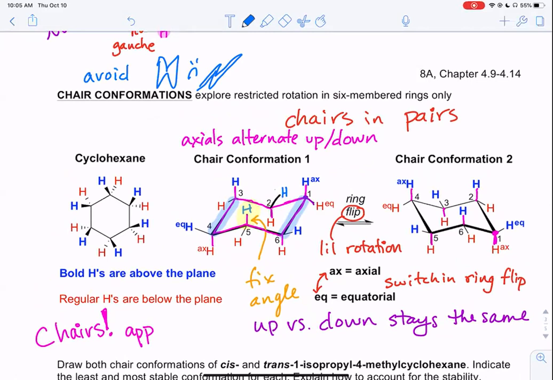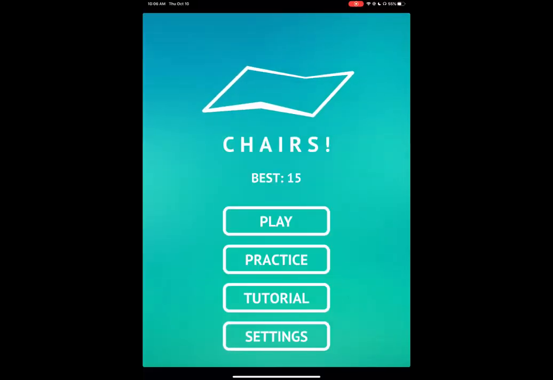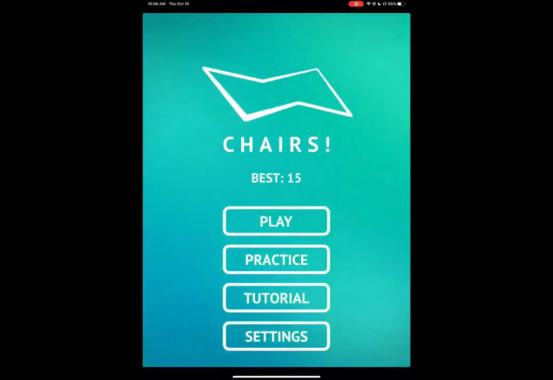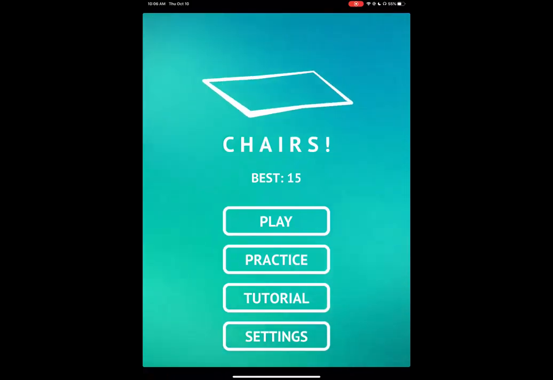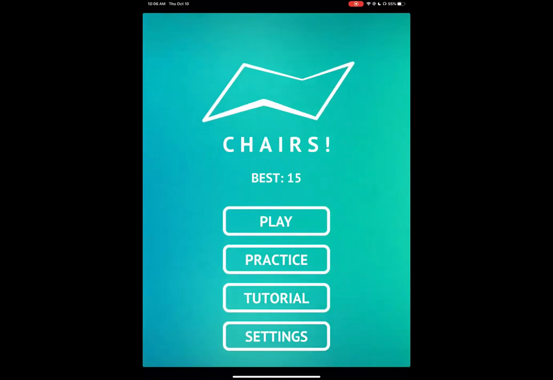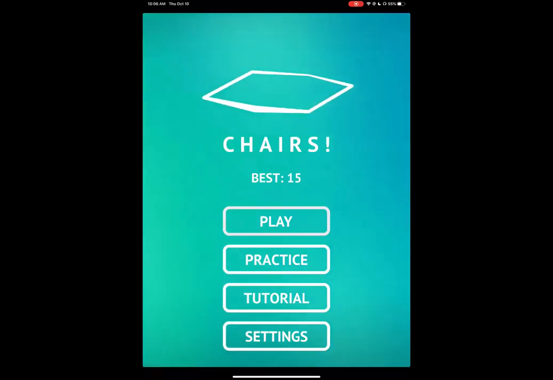Let's take a look at the chairs app. So here we are in chairs. It's kind of nice in the beginning because it actually gives you a little animation of what's happening. There's one chair and it's shifting its bonds and rotating around. And this is what we actually mean by a ring flip. The best I've done apparently is 15. So I'm going to play.